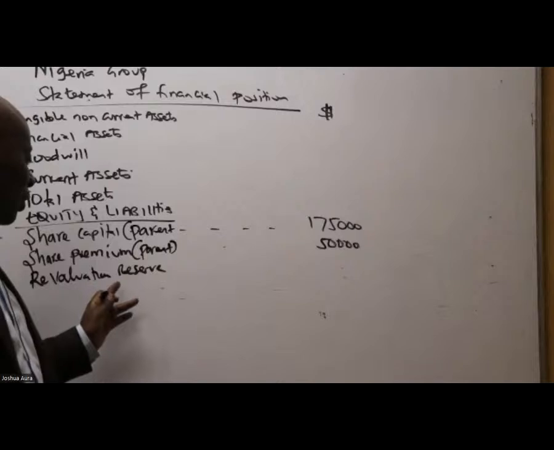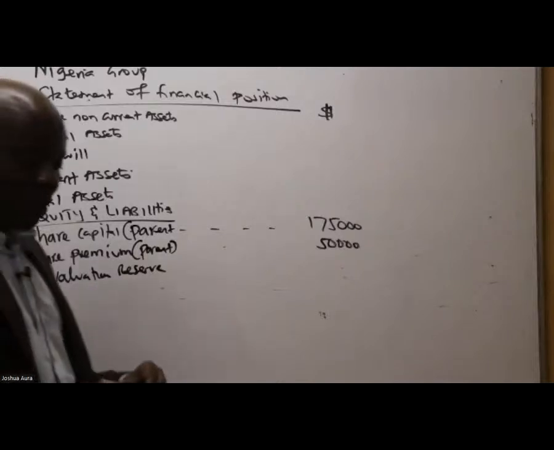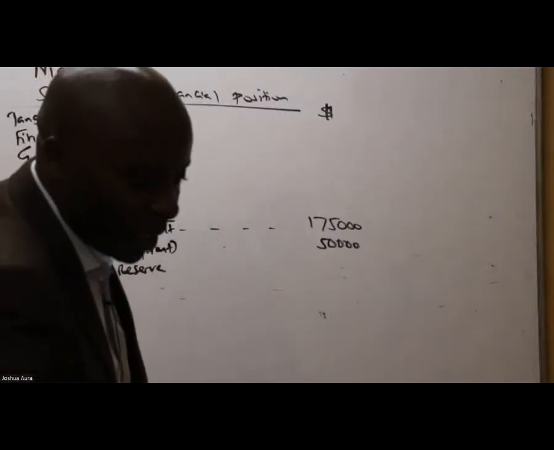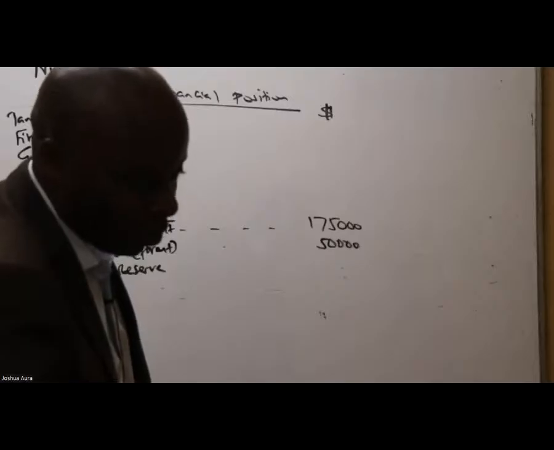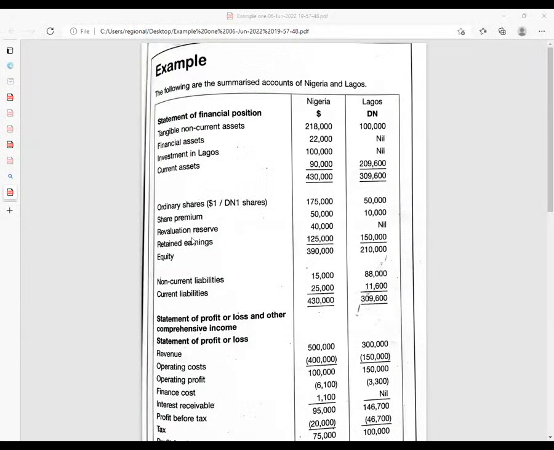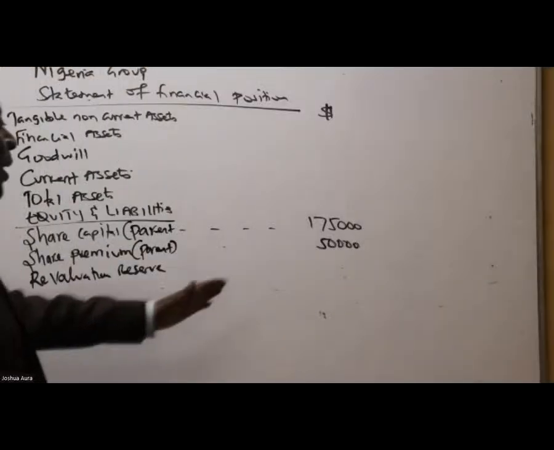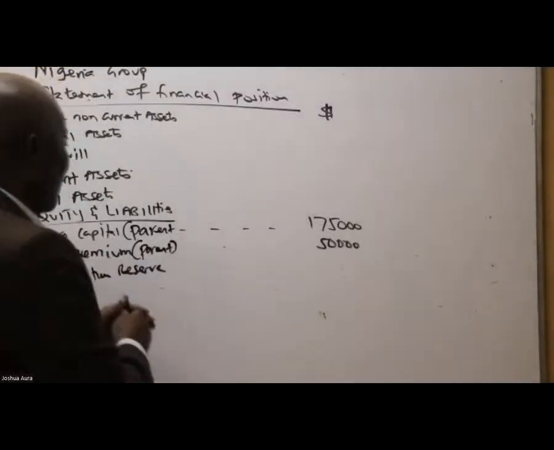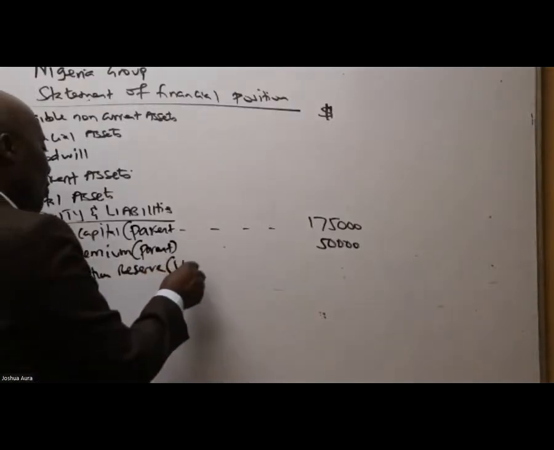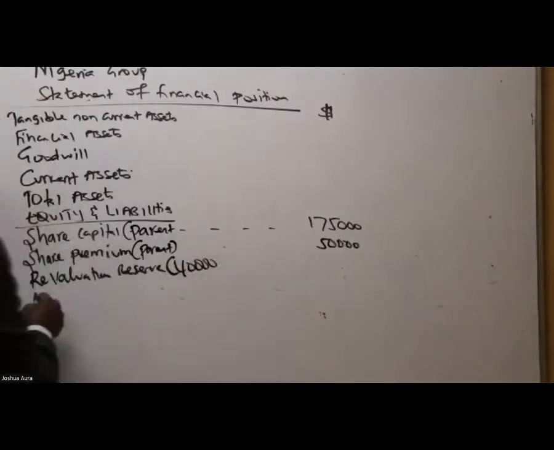So in this case, for revaluation reserve, the figure that you have there, pick the one of the parent only, but with possibilities of being adjusted. So revaluation reserve, I'll pick 40,000 alone. But I can't take it here as the net. This one here may need some adjustments.